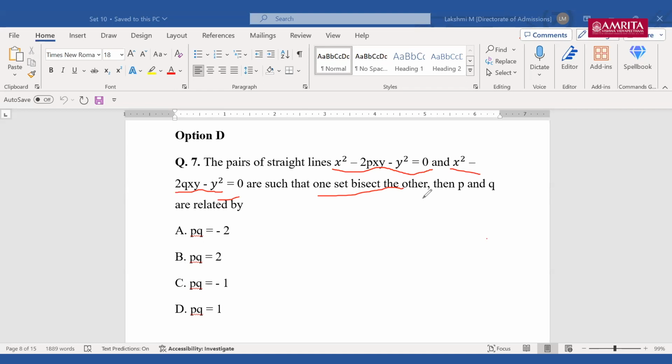So you need to have an idea about what is actually happening if it is given that one set is bisecting the other. There are two pairs of straight lines and one of them is bisecting the other. If you have that idea, then it's easy for you to find the relationship between these two. So the question is asking you to find the relationship between p and q. Just a single formula that you need to use, and this question is sorted. It's a very, very simple question. I hope you know it.